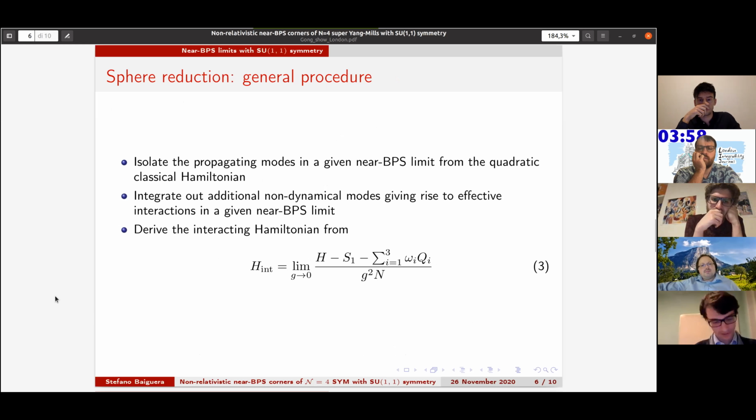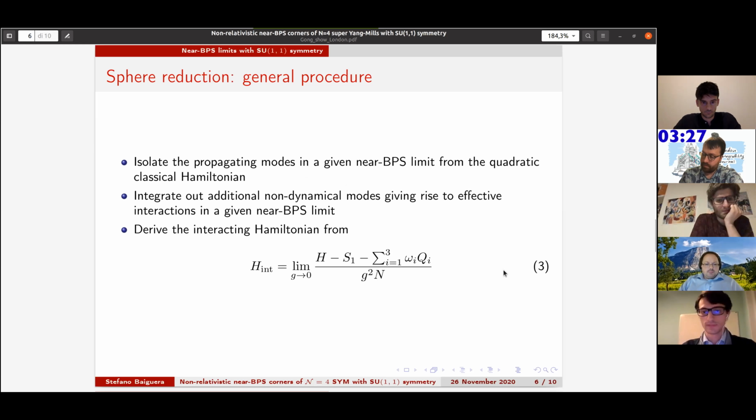The procedure to perform these various steps is written here. First of all, you impose a near-BPS limit at quadratic level, and this allows you to isolate the propagating degrees of freedom of the theory. Then you need to integrate out additional non-dynamical modes that can give rise to effective interactions in the given limit. In particular, the gauge field plays a very important role. And finally, we derive the interacting Hamiltonian by computing equation 3.